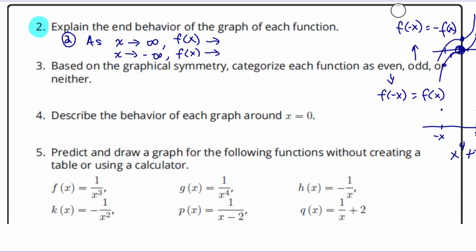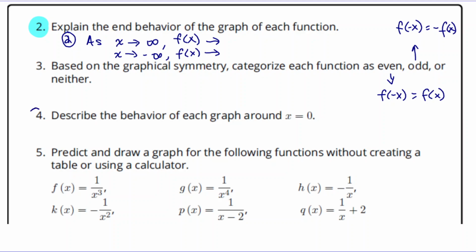This is kind of scratch work here to illustrate. So let's see there. Okay. I guess those notes are good, right? So on your notebook paper, you're going to say based on graphical symmetry, categorize each function as even or odd. Okay. So you can do that.